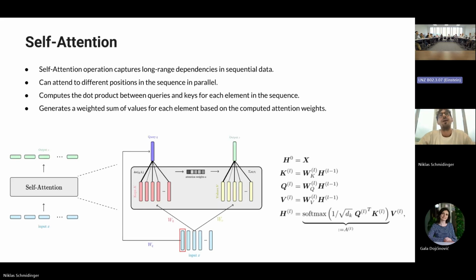Yeah, basically, quickly, how the self-attention operator works. First, it's designed to capture these long-range dependencies in a parallelizable way. It can also attend to different positions in parallel.